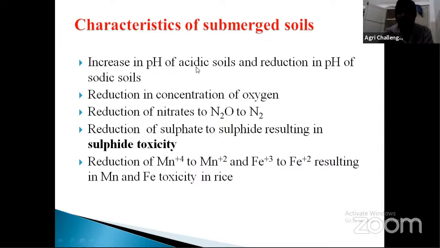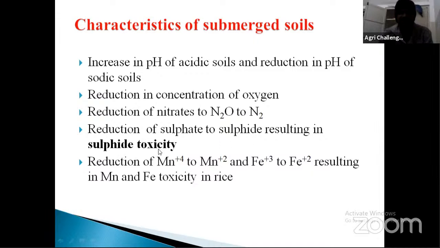And anaerobic soil will be in a reduced zone. Because of absence of oxygen, nitrates will be reduced to nitrites. Thereafter they will be reduced to nitrogen. Nitrates to nitrites and nitrites to nitrogen. That is called reduction, and this process is called denitrification. And if sulfate is present, it will be reduced to sulfide.